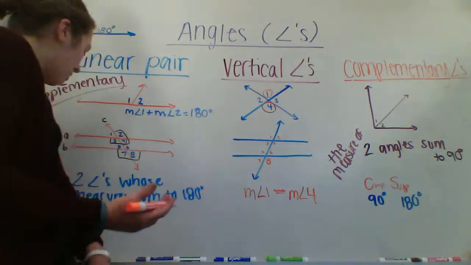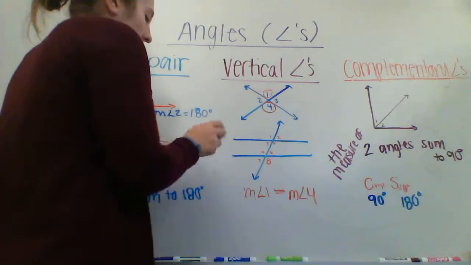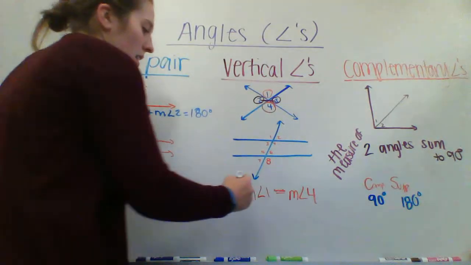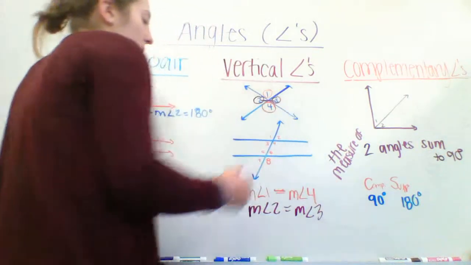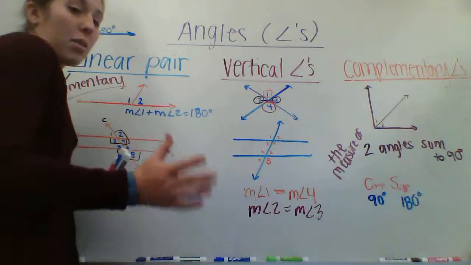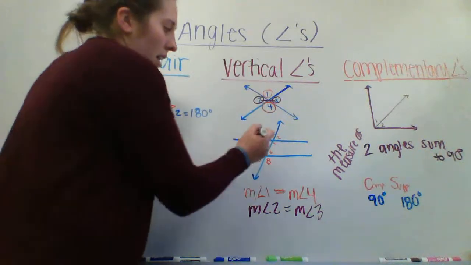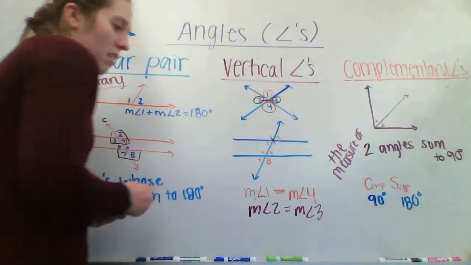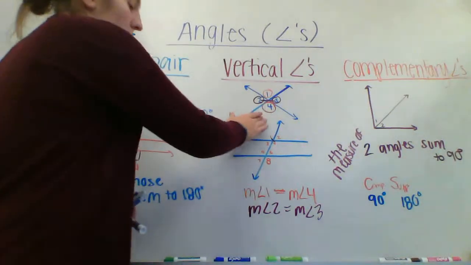If you look, we have another pair of vertical angles. Angles 2 and 3 are vertical pairs here because they are opposite each other. So the measure of angle 2 is equal to the measure of angle 3 in that picture. And the same thing applies down here. The measure of angle 1 is equal to the measure of angle 4 because they are vertical angles. And the measure of angle 2 is equal to the measure of angle 3 because they are vertical pairs, or vertical angles, my mistake.